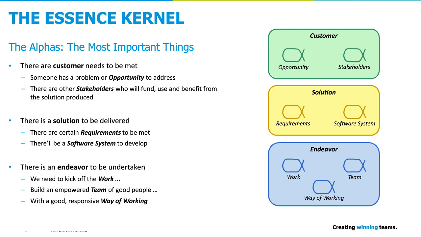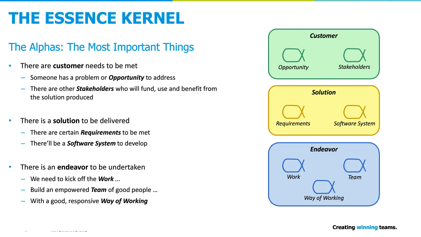We have a solution area. That is what really stays after you have run a project. And you have, in this case, a software system, and you have requirements. They are different alphas that you progress differently. And then the endeavor area, which has to do with the actual endeavor of a project, where you have team, work, and where you're working. All these things have to be progressed.